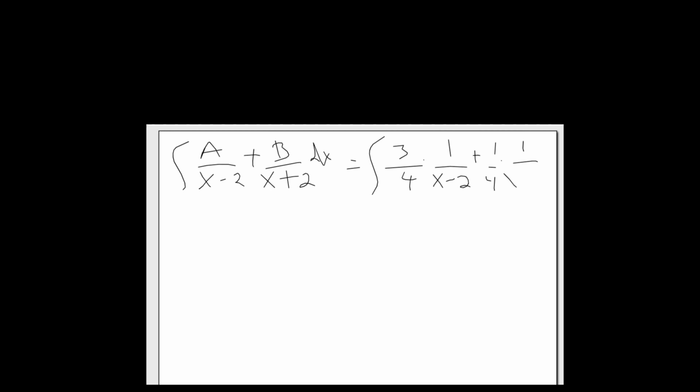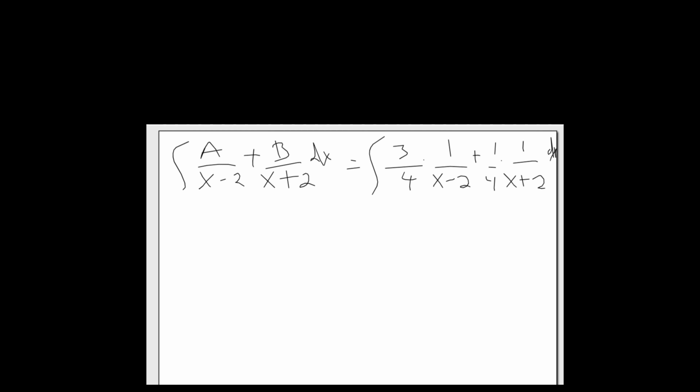So the integral of a over x minus 2 plus b over x plus 2 dx is equal to the integral of 3 over 4 times 1 over x minus 2 plus 1 over 4 times 1 over x plus 2 dx. This is what we get when we substitute the values for a and b.